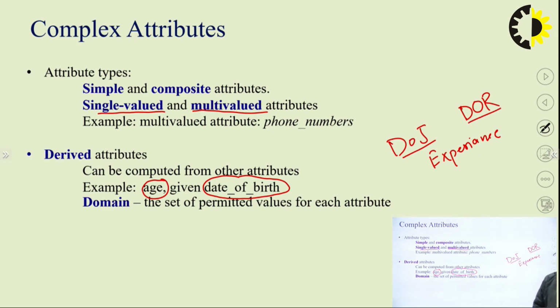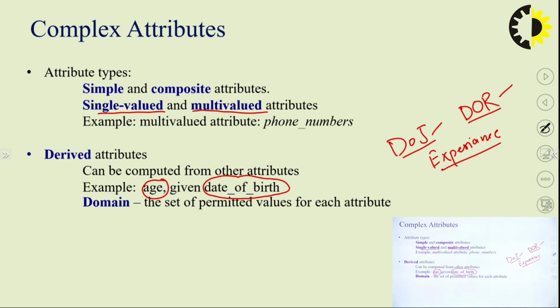If we follow some employees' data, or an employee entity, for those attributes we find the experience field. This is derived from the date of joining and date of resignation. So, here also from date of birth we can derive age. Age can be derived from date of birth.